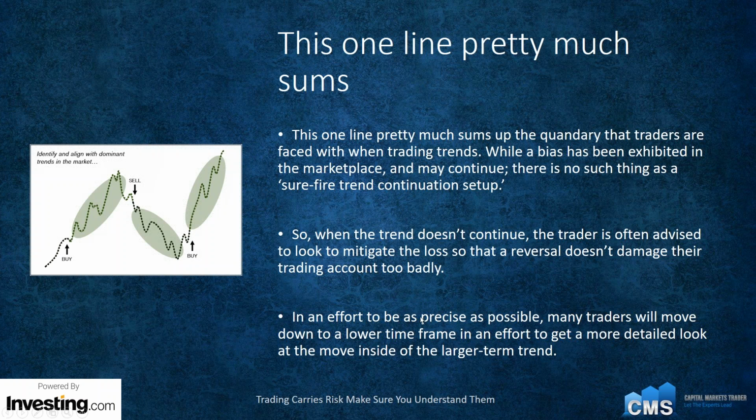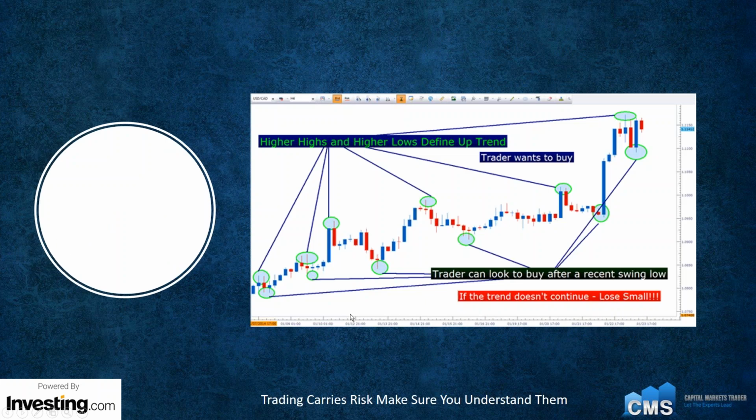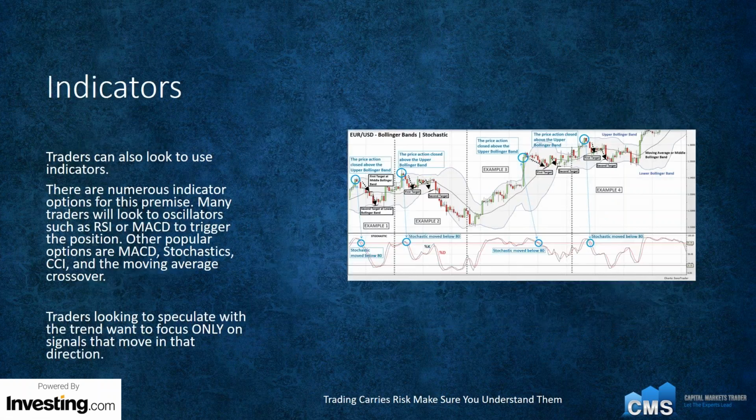In an effort to be as precise as possible, many traders will move down to a lower time frame in an effort to get a more detailed look at a move inside a larger term. So what we're looking for is a trend that exhibits higher highs and lower lows. Okay. Traders can also look to use indicators.